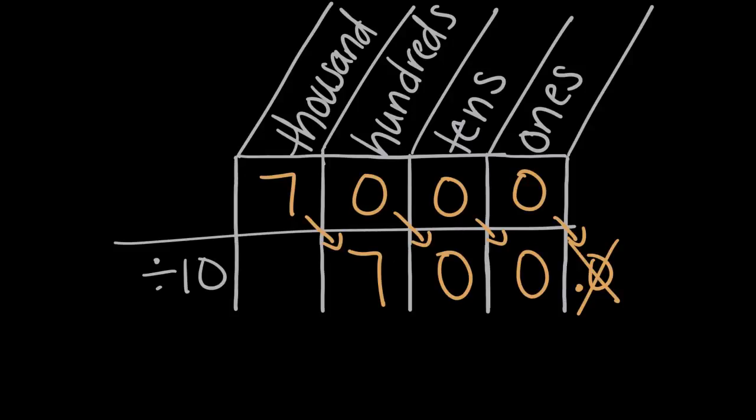So there are two ways to think about dividing by 10. We could either say you drop a 0 off the end, or we could say that you move every digit one place value to the right.